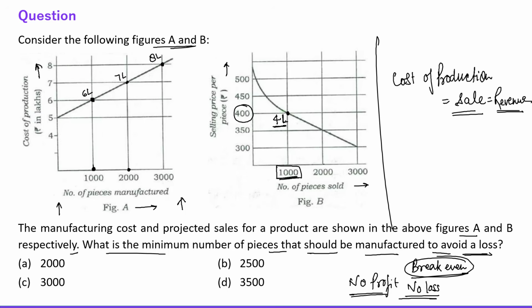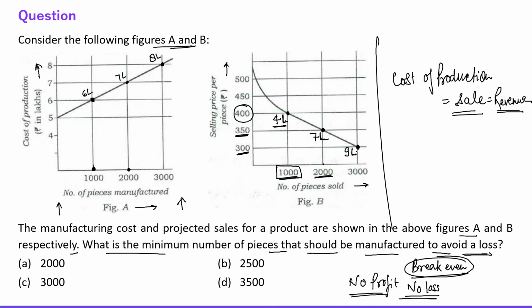And when we are selling 2000 articles, what is the revenue? The selling price per article is 350. So 2000 into 350 will give you 7 lakhs. And here the price per article is 300 for 3000 articles, so here we are getting 9 lakh.